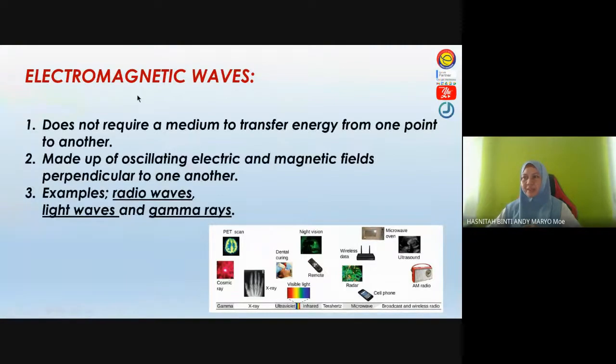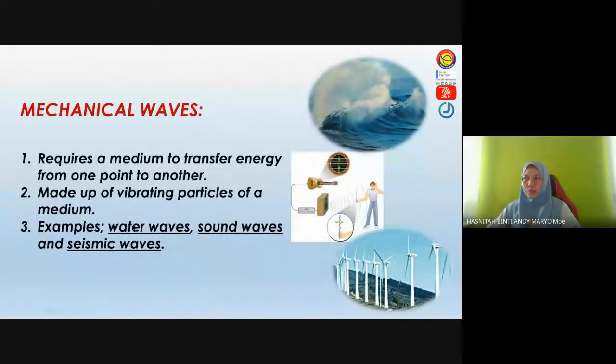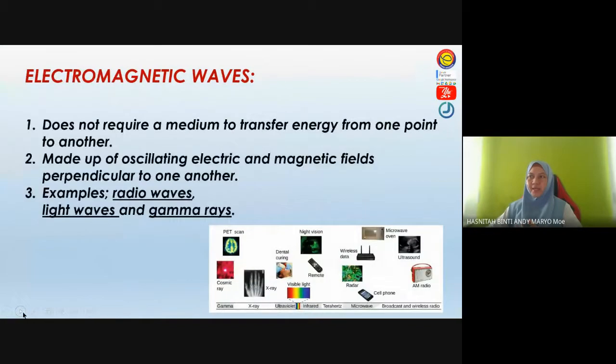Okay, examples of electromagnetic wave can be radio wave, light wave, gamma rays. Okay, for mechanical wave, it is water wave, sound wave, seismic wave. Okay, again, water wave, sound wave, and seismic wave are examples of mechanical waves. And then for electromagnetic wave, you can write any wave which is in the electromagnetic spectrum. For example, light wave, radio wave, gamma ray. Okay.